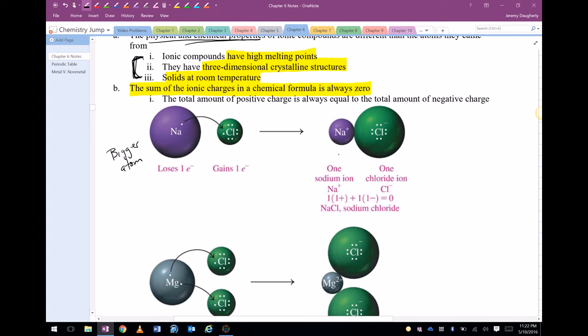So what do we get? We end up with a positive 1 ion and a negative 1 ion. Again, I know I'm doing those backwards, and we'll talk about that a little bit later. But positive 1 and negative 1 is equal to 0. So it adds up to be 0.